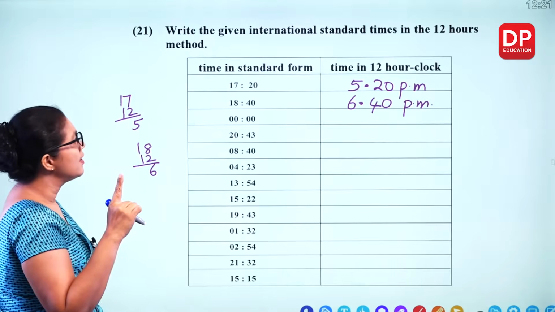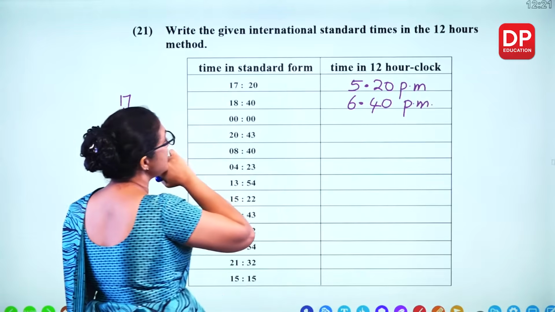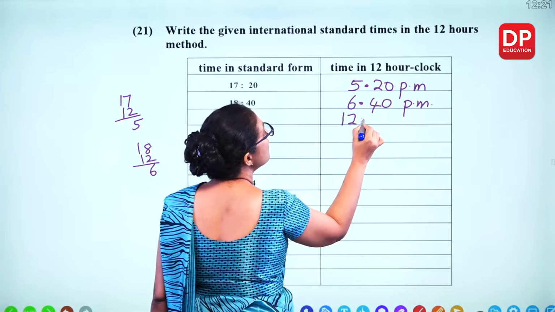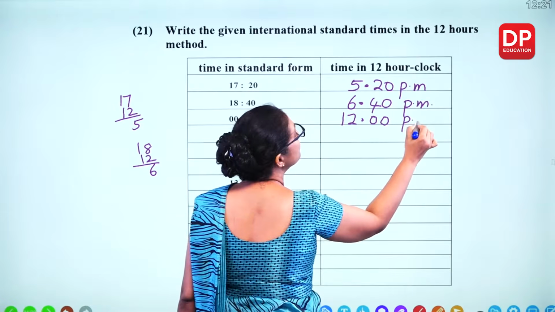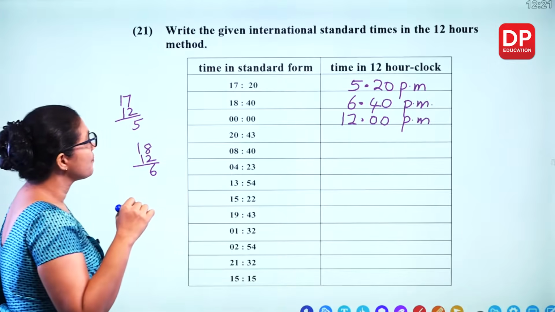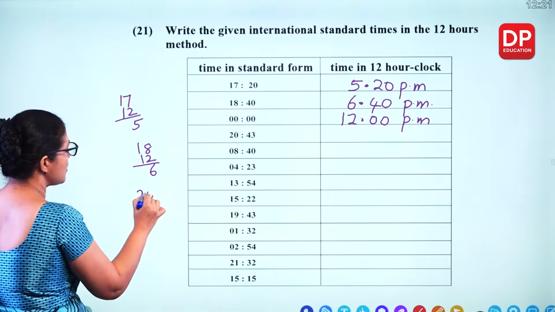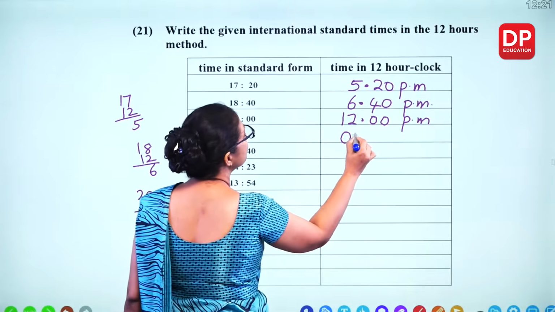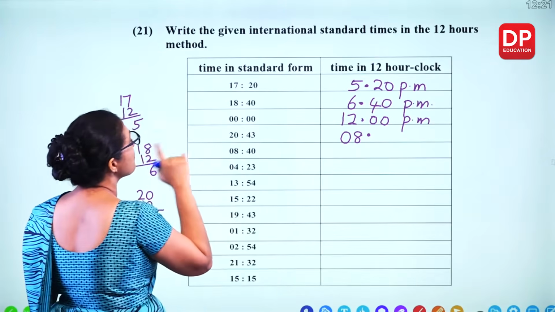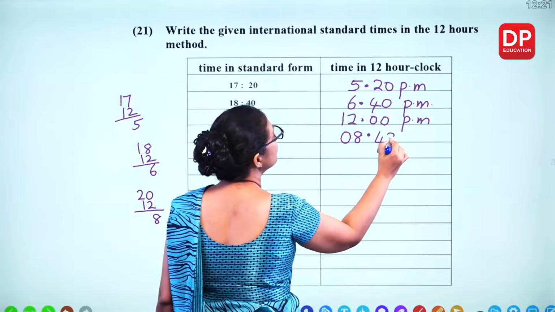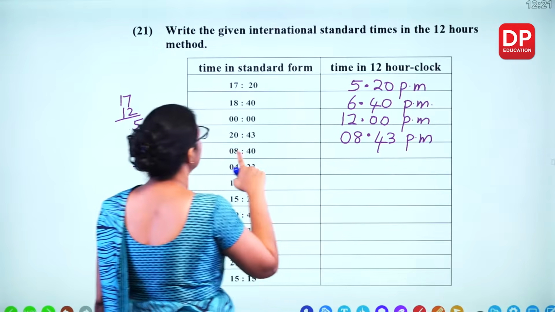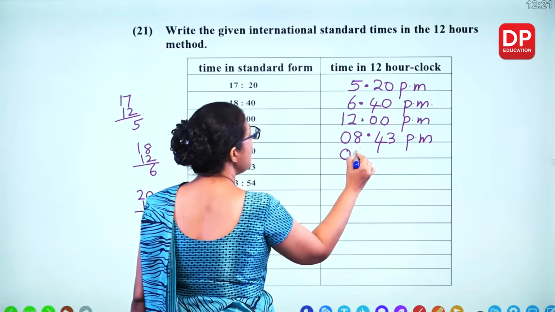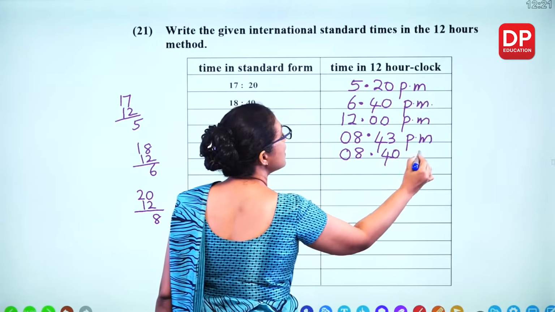00 means you get midnight 12. So you can say 12 PM. 20:43. 20 minus 12, 8. 8:43 PM. 8:40, that means in the morning, AM. 8:40 AM.